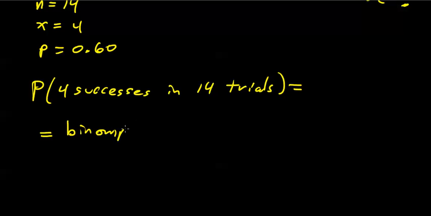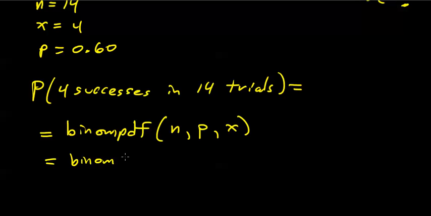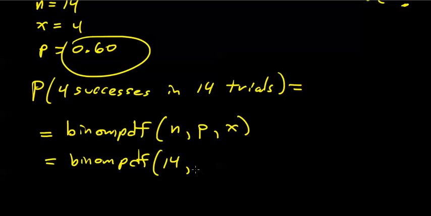Well, we want binom PDF, and it's easy to mix up the syntax. The number of trials goes first. The probability of success in any one trial goes next, and then the desired number of successes goes next. All right, so let me grind that out again. The binom PDF. All right, so here we've got 14 trials. What's the probability of success in any one trial? Well, we are told by the author it's 0.6. And what's the desired number of successes? You got 4 successes you need.